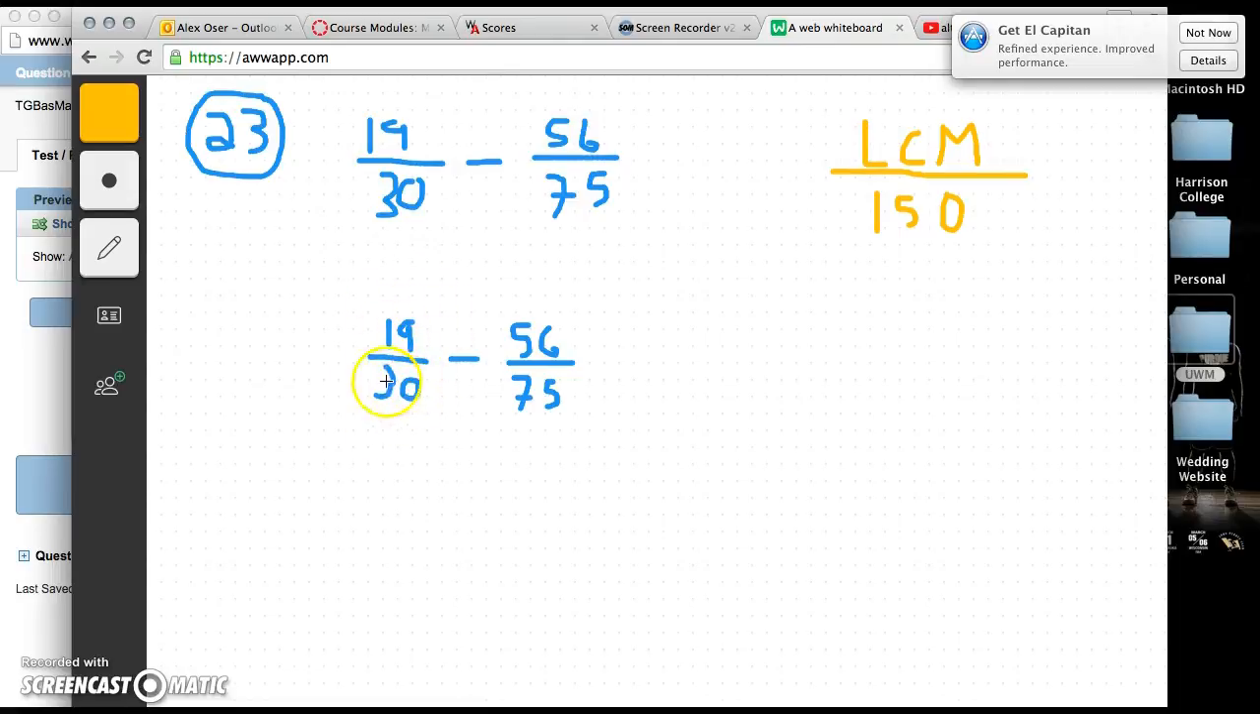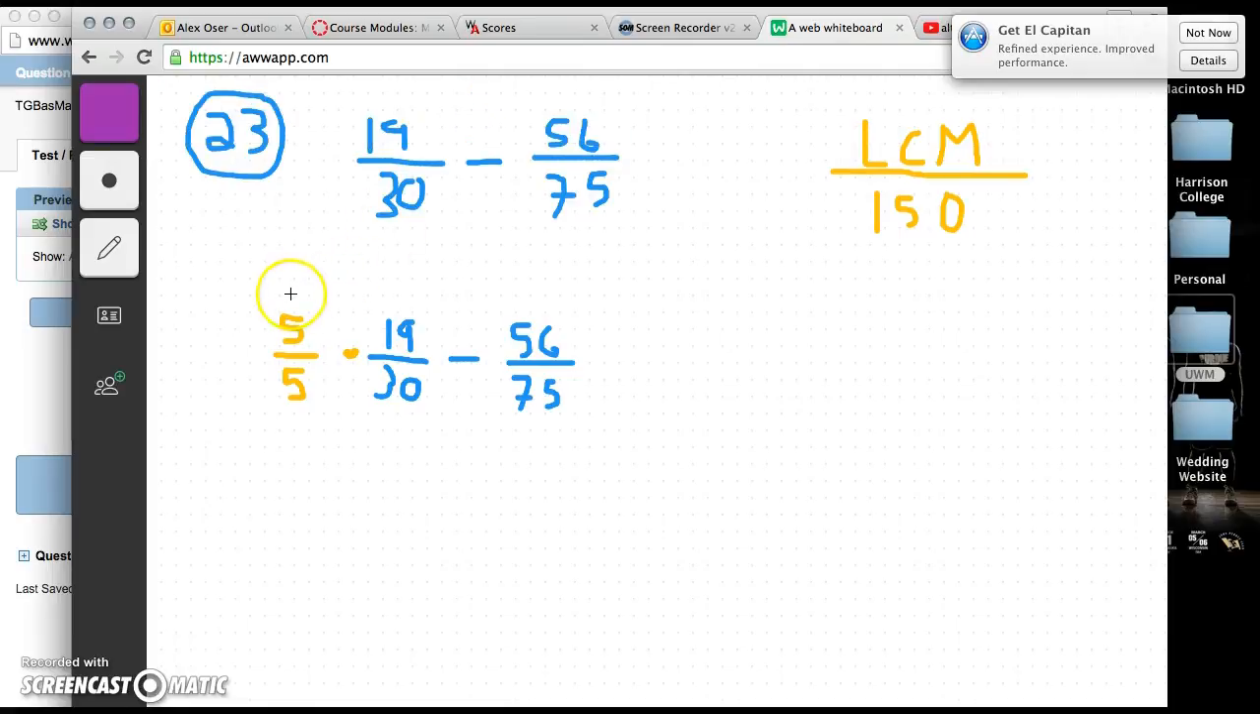We have a denominator of 30. We want a denominator of 150. What number do you have to multiply 30 by to get 150? Well, if you remember, we saw that 30 times 5 was 150. All right, but remember, we can't just multiply this denominator by 5 and not multiply the numerator by anything, because that's going to change the value of our fraction. If we multiply our denominator by 5, we also need to multiply our numerator by 5.